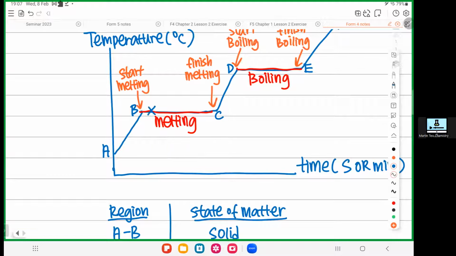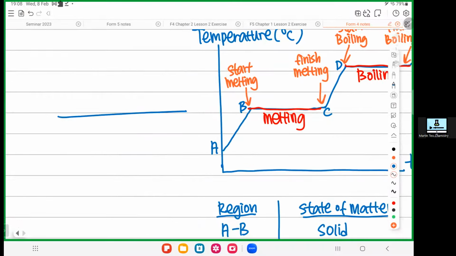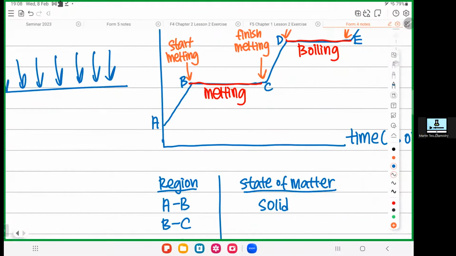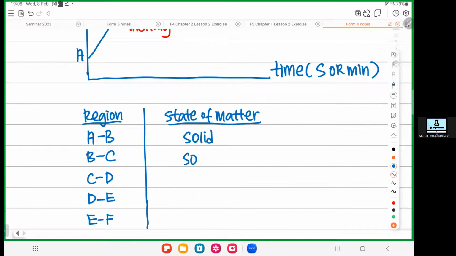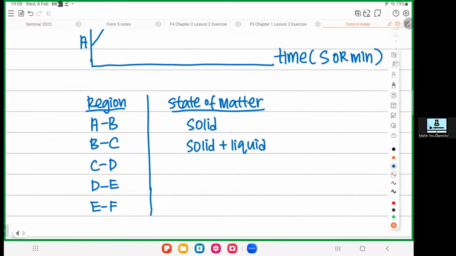So at here, melting is not finished yet. At here, melting is not finished yet. Melting only finishes at here. So along this entire line, at here, at here, at here, or even at here, the melting is ongoing. So when melting is ongoing, you have solid and liquid. You have both. Because you still have some solid that has not melted yet, and some of the solid has already melted and become liquid. So you have two.